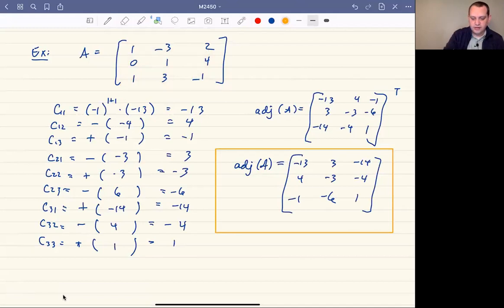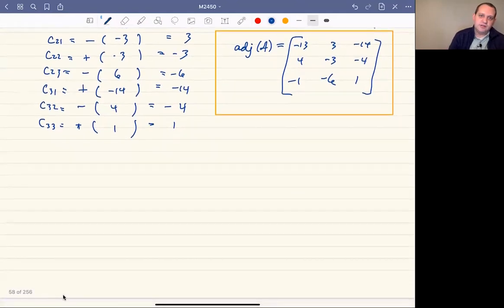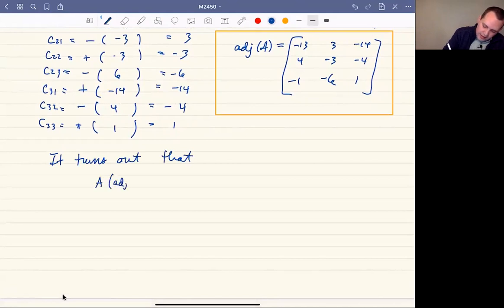Okay, so that's the classical adjoint of this matrix A. Now, why would we want to do that? I think that's a reasonably fair question. It turns out, and again, this is not something that I'm going to justify, that if you take A times the classical adjoint of A, what you're going to get is the determinant of A times the n by n identity.